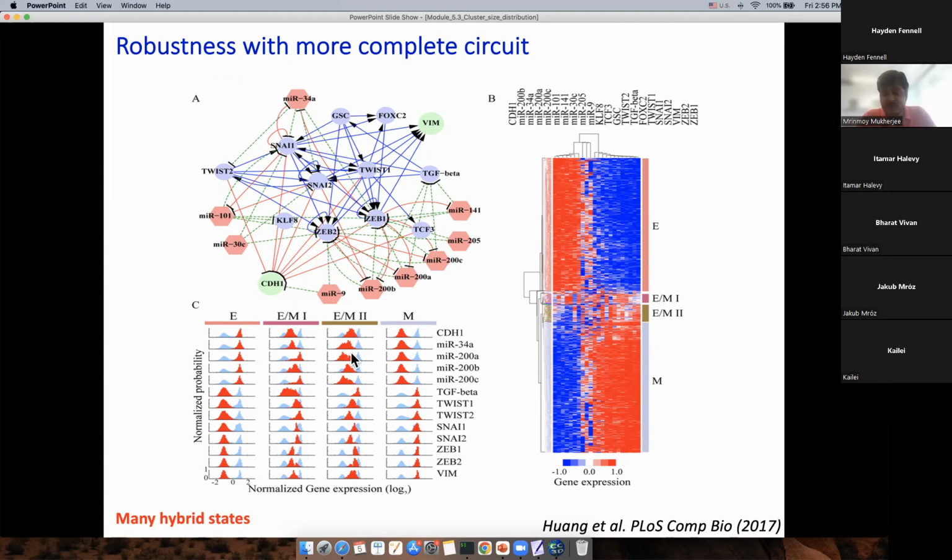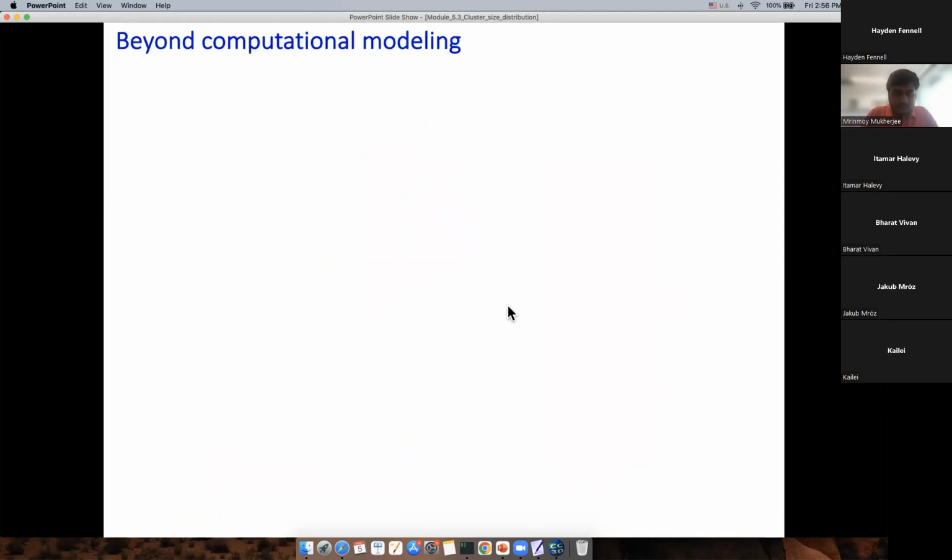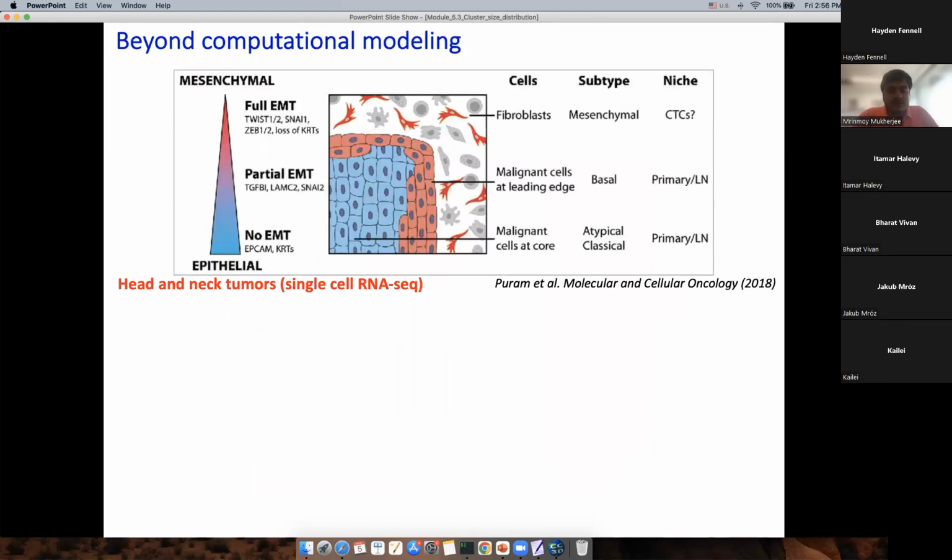But after that, in many experimental systems or in many patient data, people have found the signature of this hybrid state. In this paper, for head and neck tumor patients with single cell RNA sequence data, people have found that in a tumor, at the invasive front, the cells express the partial EMT or hybrid kind of state, while in the core of the tumor, the cells are more epithelial-like. And in the boundary, obviously, the cells are more mesenchymal-like, so they have to migrate.